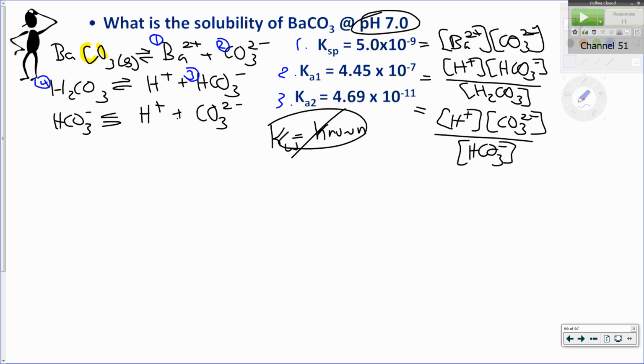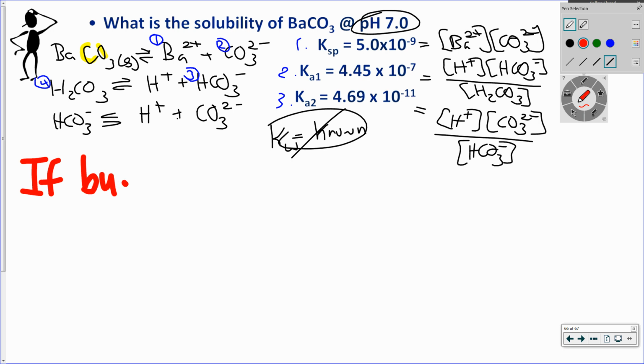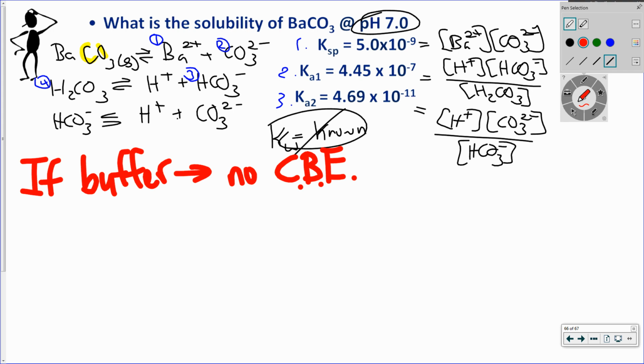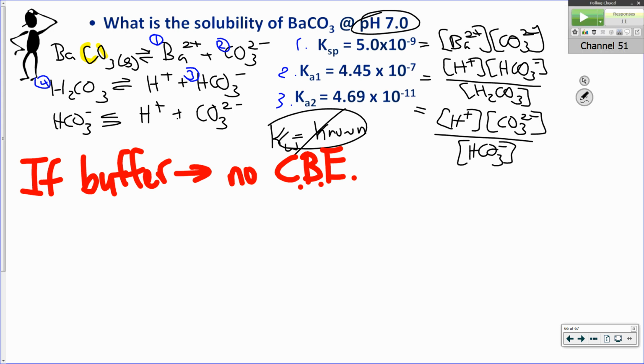Right, so here's another important trick, and I'm going to write this in red, and I'm going to make it big. If there's a buffer, there's no charge balance equation. The problem is I don't know what all ions are in that buffer that are contributing to control pH. So there's no charge balance equation that I can write on this. So that tells me the next thing I've got to come up with then is a mass balance equation for it. So equation number 4 is going to be a mass balance equation.